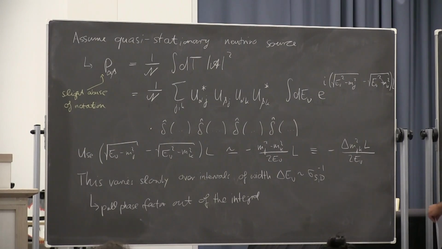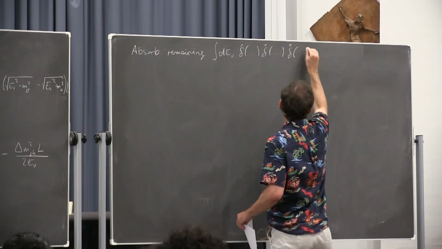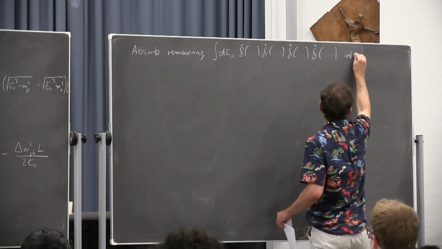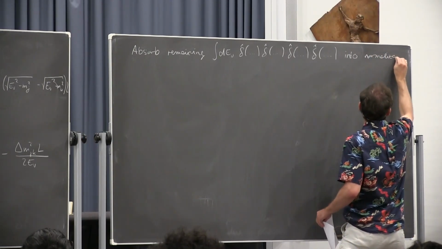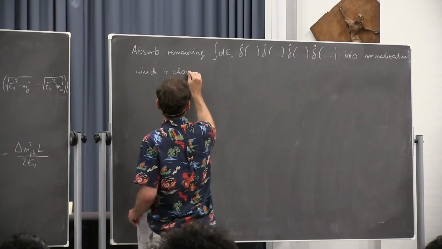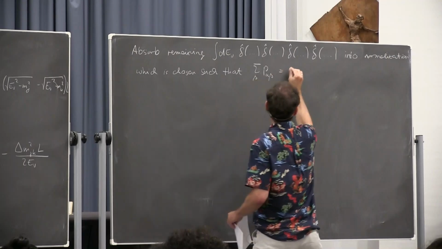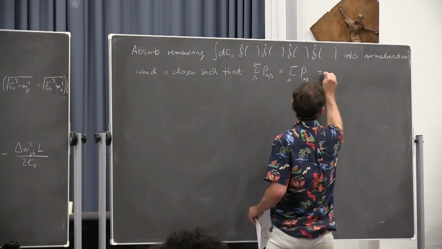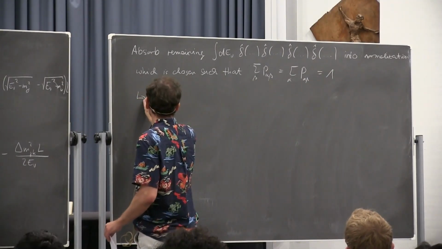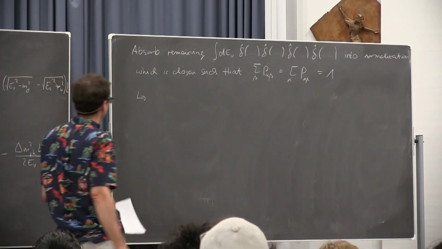So, we absorb the remaining integral dE nu over those deltas into the normalization. And the normalization is chosen such that, for instance, sum over beta, P alpha beta equals sum over alpha, P alpha beta is equal to 1. And that means that the residual integral that I have left just cancels against whatever this normalization constant is.